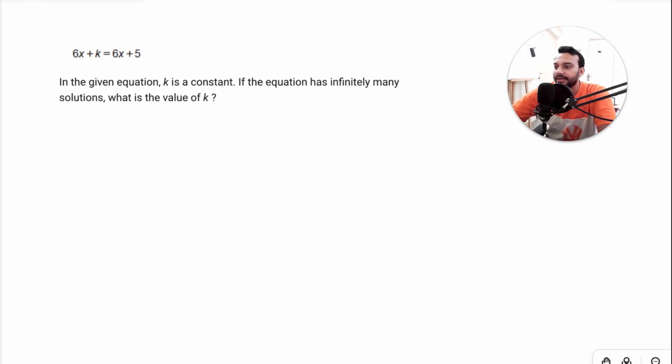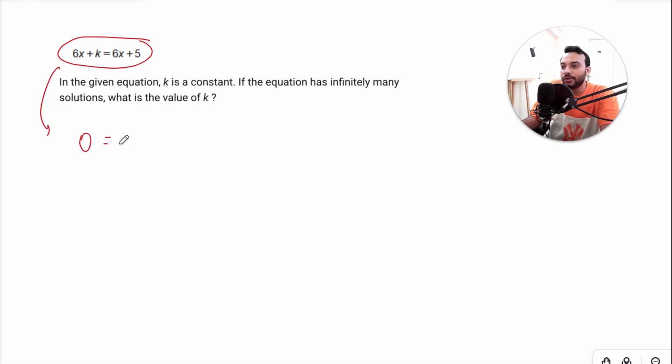6x plus k is equal to 6x plus 5. In the given equation, k is a constant. If the equation has infinitely many solutions, what is the value of k? For an equation to have infinitely many solutions, the variable terms must cancel each other, the constant terms must cancel each other. So at the end, we must be left with something like 0 equal to 0, which will be true for any value of x you put in, because 0 will always be equal to 0. So this is what format we need at the end.